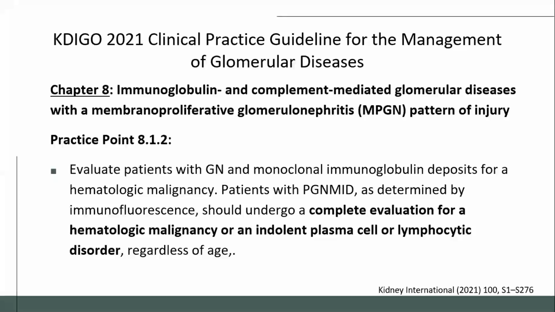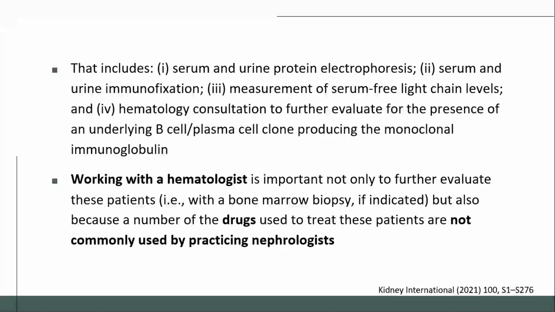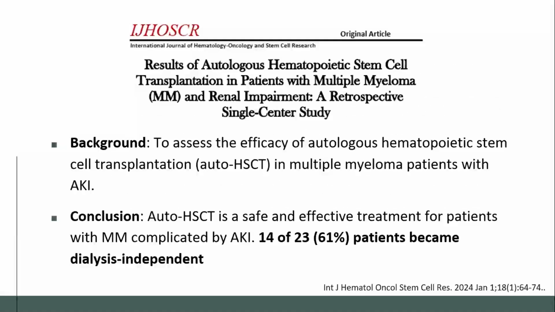About the KDIGO 2021, you can find these recommendations in the MBGN chapter: complete evaluation for hematological malignancy or plasma cell or lymphocytic disorders. Working with hematologists is important because a number of the drugs used are not commonly used by practicing nephrologists, with no specific recommendations for treatment regimen or mentioning bone marrow transplantation as an option for the kidneys. But what about the published articles?